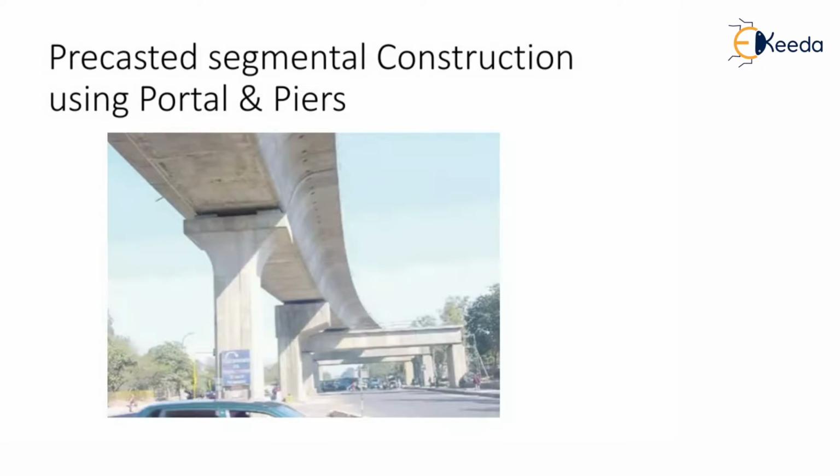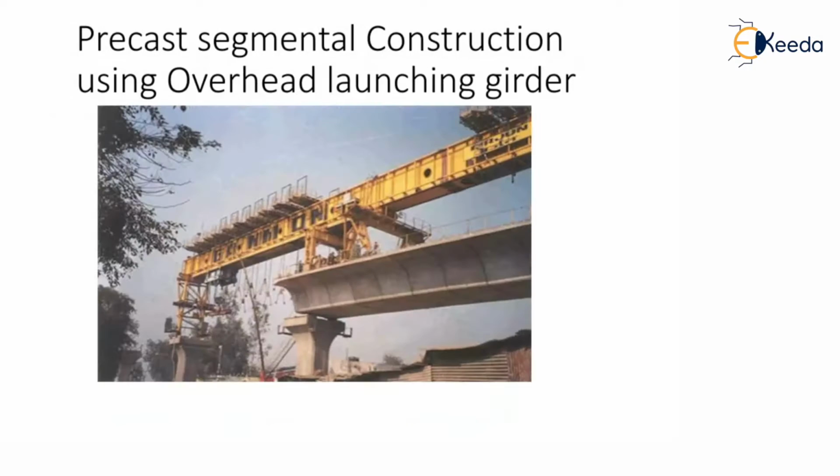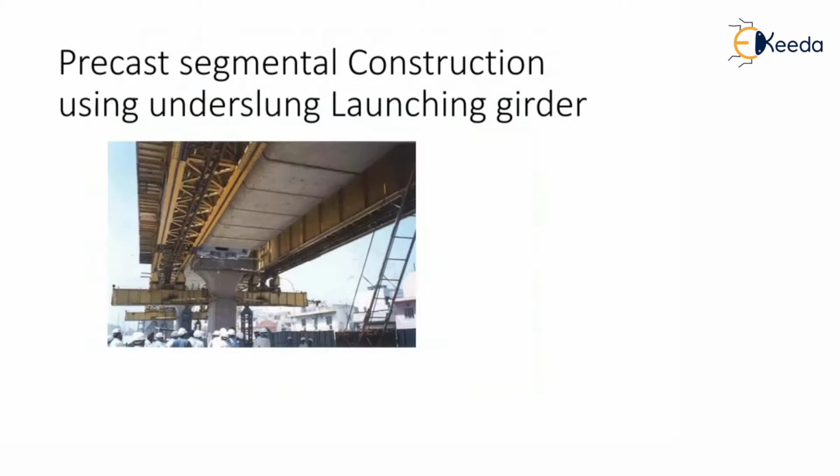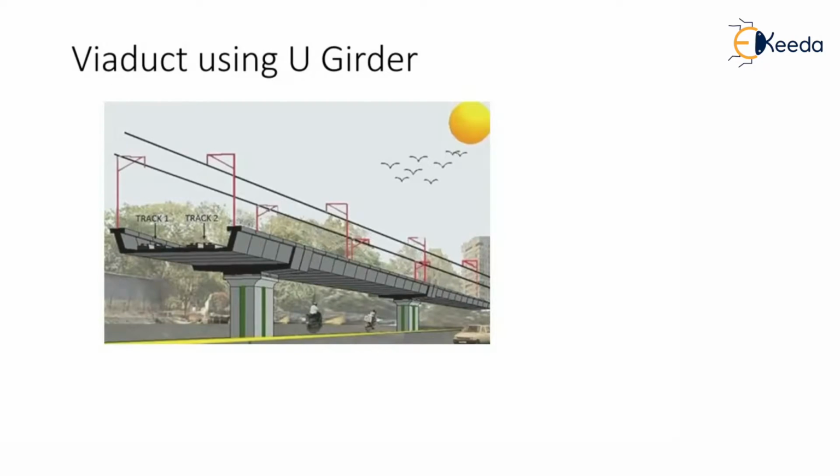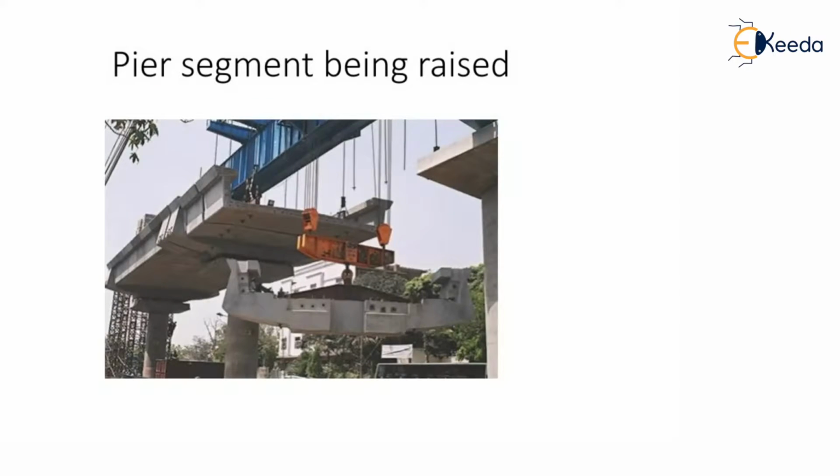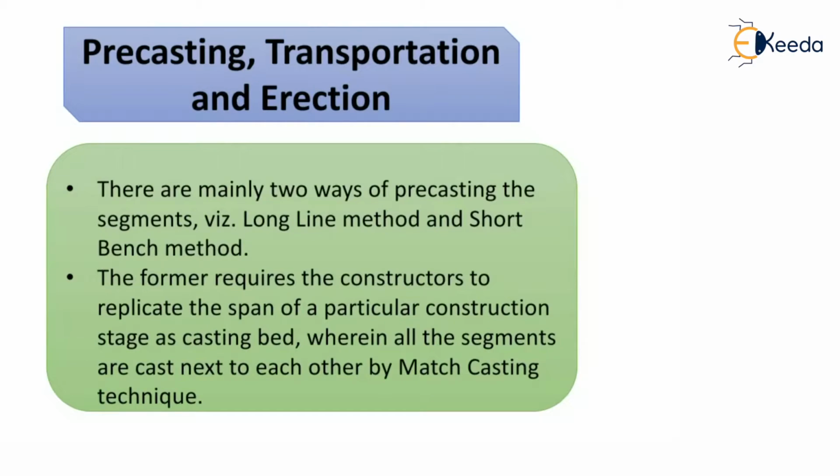So this is a precast segmental construction using portal and piers. This is a precast segmental construction using overhead launching girder. This is an underslung launching girder. This is a viaduct using U girder. Pier segment that is being raised. Now we will see the precasting, transportation and erection.